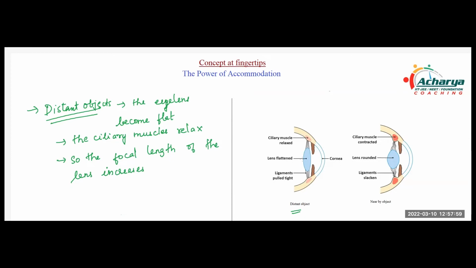So once the eye lens is flat, what will happen? The focal length of the eye lens increases because the curvature also increases.